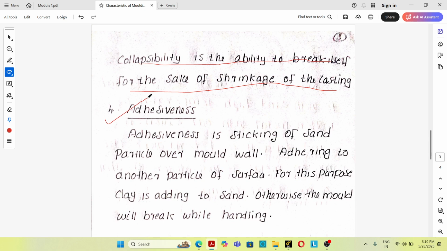Then the fourth characteristic is adhesiveness. Adhesiveness is the sticking of sand particles to the mold wall. It is the capability of a sand particle to stick to the mold wall, adhering to another particle of the surface. For this purpose, clay is added to sand. Otherwise, the mold will break while handling. Adhesiveness is one of the properties of a sand used for making a sand casting mold. Otherwise, what will happen? There is a chance that the mold will break while handling.